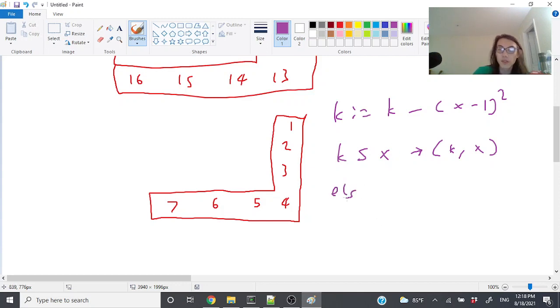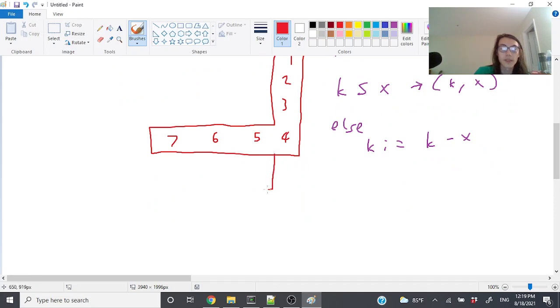Now, otherwise, we know we're in this segment. So once again, I'm going to subtract x from k, and all that's going to do is, similarly to the previous thing, it's just going to renumber this. Actually, I might subtract that minus 1. No, this is right. Yeah, and so now we know that the row is going to be x, but what about the column?